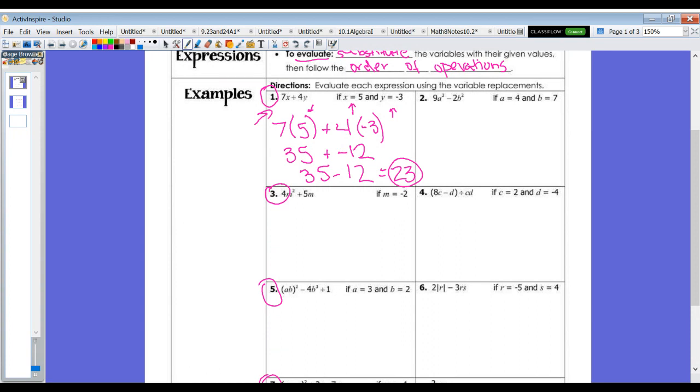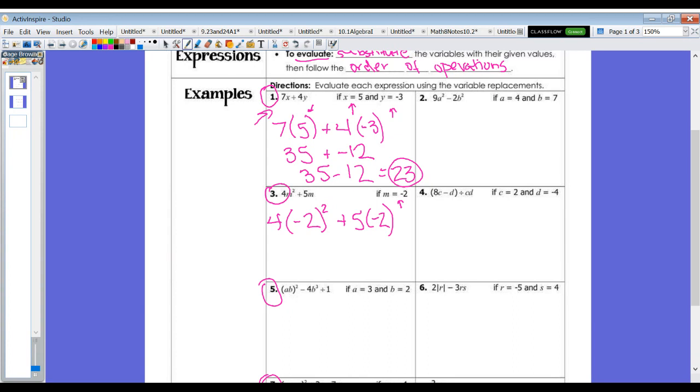So number 3, for example, this is one where, especially if you're going to be using Desmos to plug in, you definitely need your parentheses, because the m that I'm using to plug in is negative, and crazy stuff starts to happen with your answers if you don't put those parentheses in.